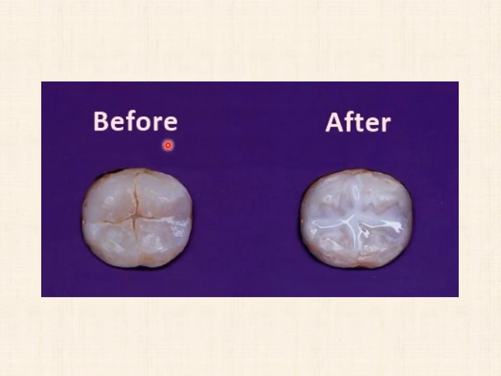So this is for pit and fissure, before application of the restorative material, and after application of the pit and fissure sealants to seal. Basically it is preventing the extension of the cavity by application of a restorative material, which is the pit and fissure sealant.